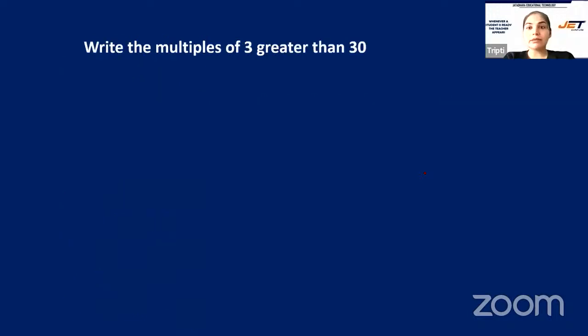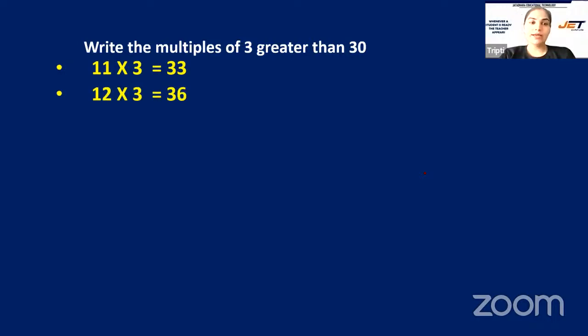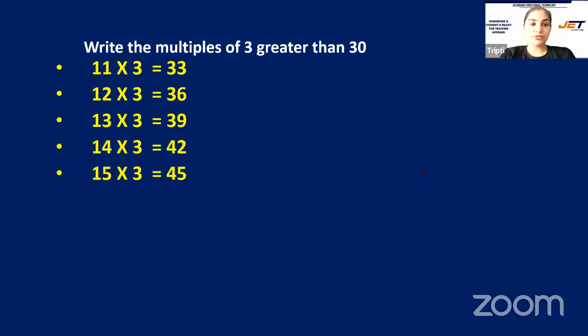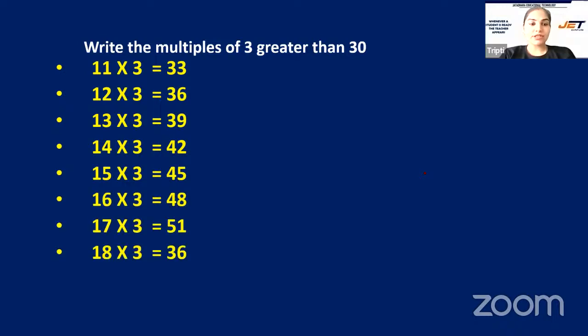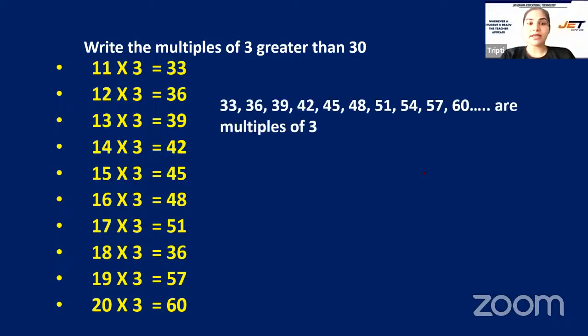Now we have to write the multiples of 3 which are greater than 30. Okay. So greater than 30, we have 33 because it's 11 times 3, 12 times 3, 36, 13 times 3, 39, 14 times 3, 42, 15 times 3, 45, then 48, 51, 54, 57, 60, 63, 66, 69, and so on. All these are the multiples of 3 which are greater than 30.